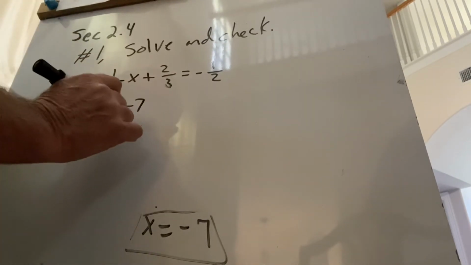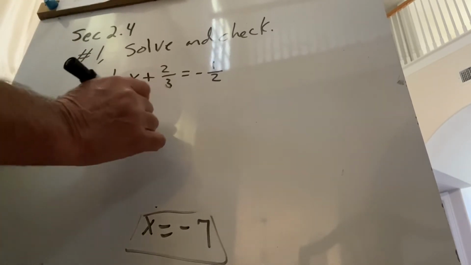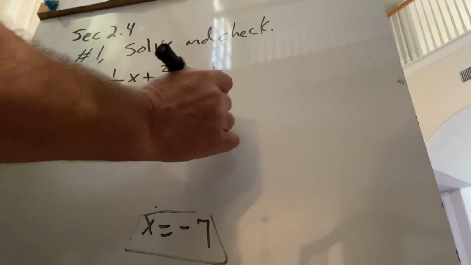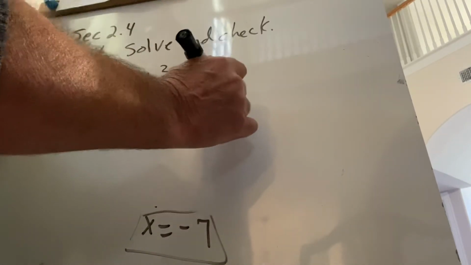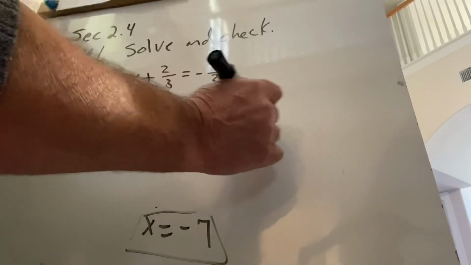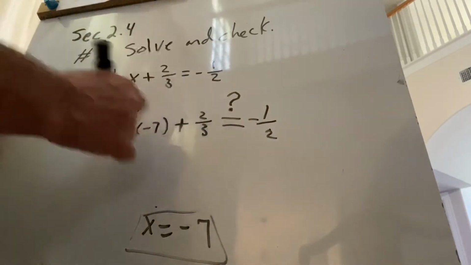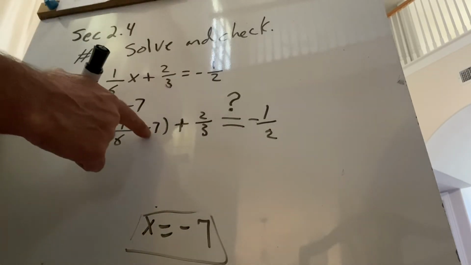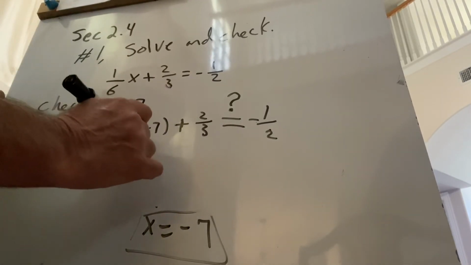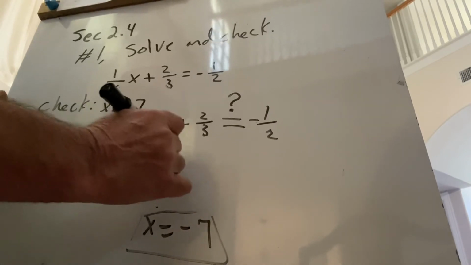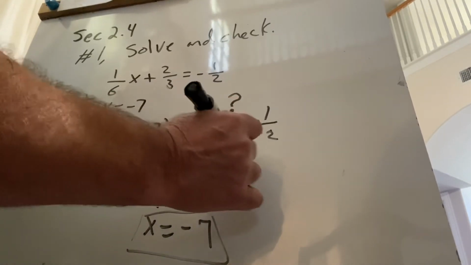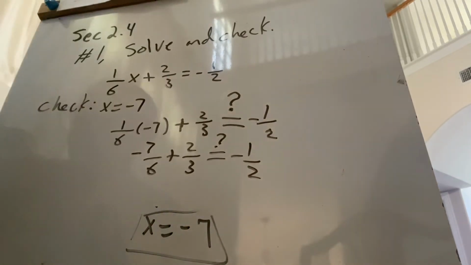So the question is, is 1/6 times negative 7 plus 2/3 equal to negative 1/2? I'm going to put a question mark because we are checking, so we don't know if it's going to be negative 1/2. We hope that the left-hand side will add up to be negative 1/2. Negative 7 times 1 becomes negative 7 over 6 plus 2/3.